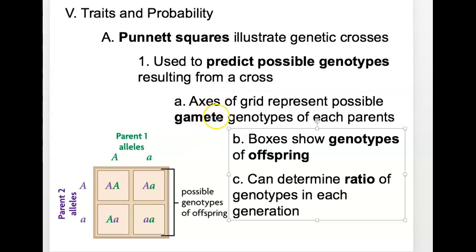So we have this axis of a grid when we make this X across. We have our boxes that show our genotypes. Remember, those are our letter combinations. We can determine then the ratio of the genotypes in each of the generations we have available.